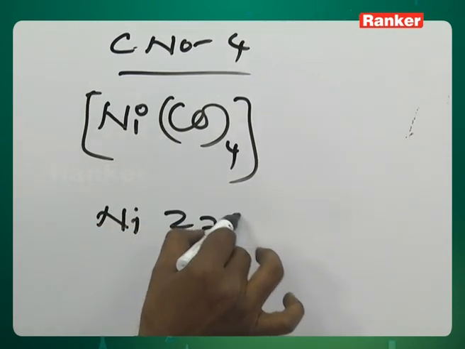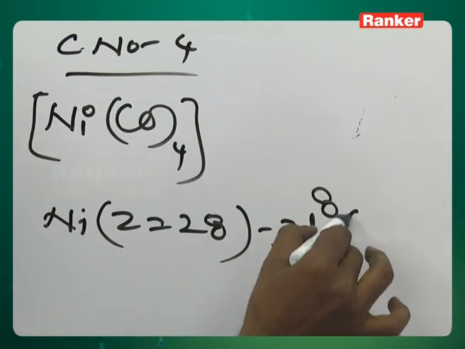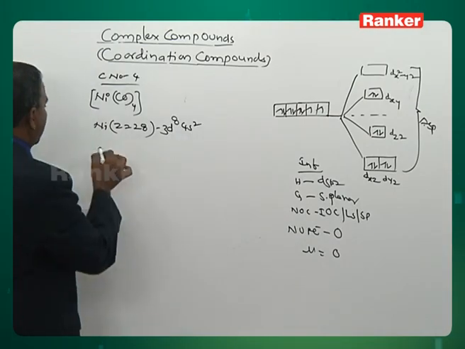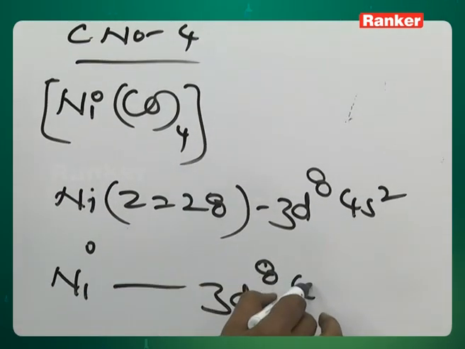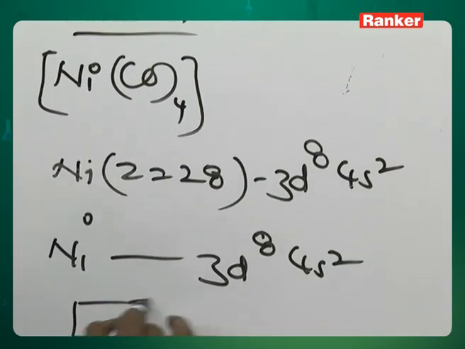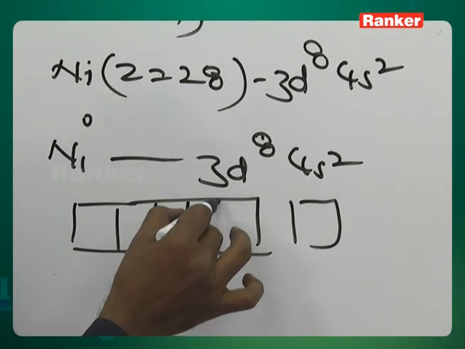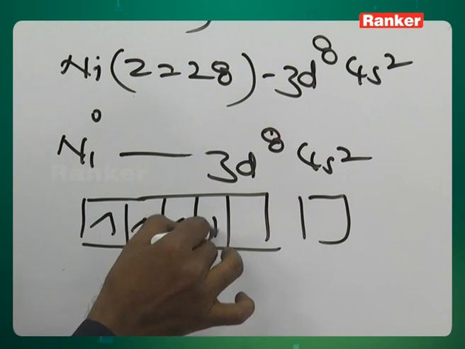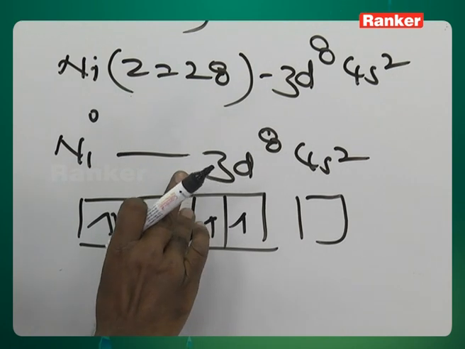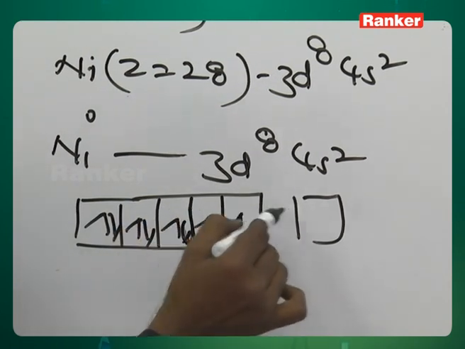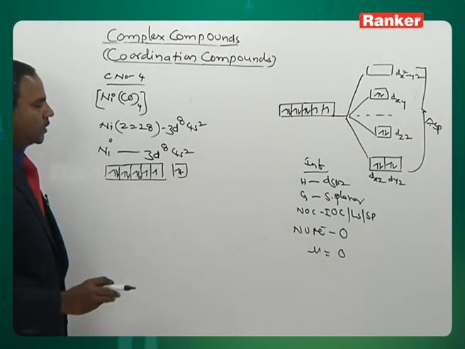So for nickel again, let me follow the same steps. Nickel, atomic number 28, is 3d8 and 4s2. With nickel oxidation number 0, it is 3d8, 4s2. The arrangement of electrons in the d8 remains the same: 1, 2, 3, 4, 5, 6, 7, 8 electrons, and the s electrons are there. Here it is d8.